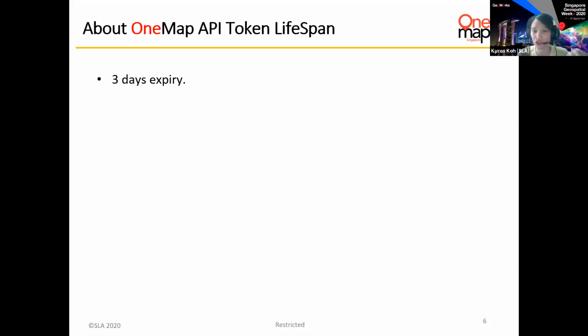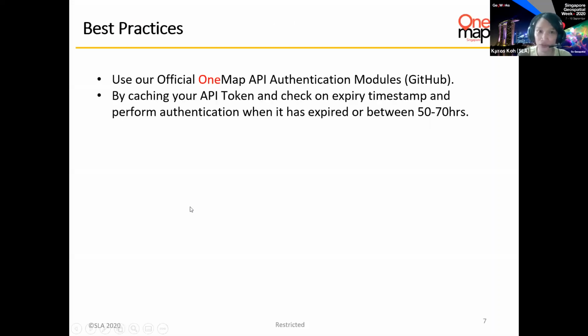If you want to refresh the token, we have the authentication module in our GitHub for Windows, Linux, as well as Mac OS. Okay, let me click on the next slide. Best practices: as I said earlier, you can use the authentication module, or you can cache your API token in a middleware layer, so your other application controllers can reuse it for your other submodules. We recommend you refresh the expiry within 50 to 70 hours.